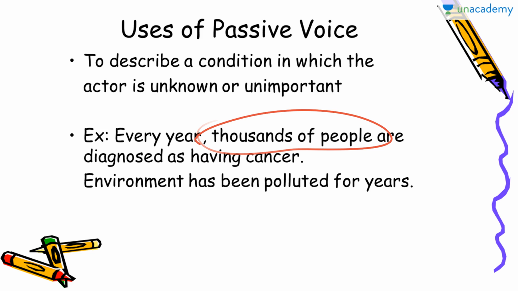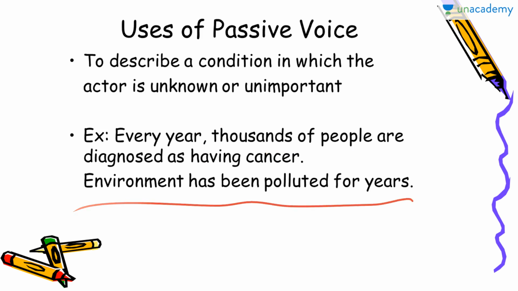Another example, the environment has been polluted for years. So again, this is something very common, a general statement, and every other person is responsible for polluting the environment. It's not important to mention the name of each and every person who has done it, but what is to be brought into focus is that now we need to be careful because the environment has been polluted for years. In such cases, we use passive voice where we think that the one who has done this is not that important. The issue which has happened is important.